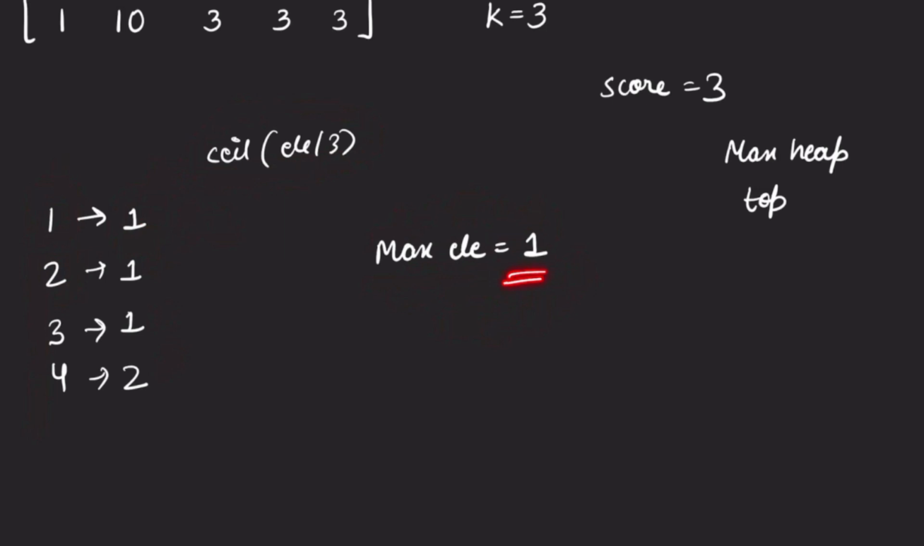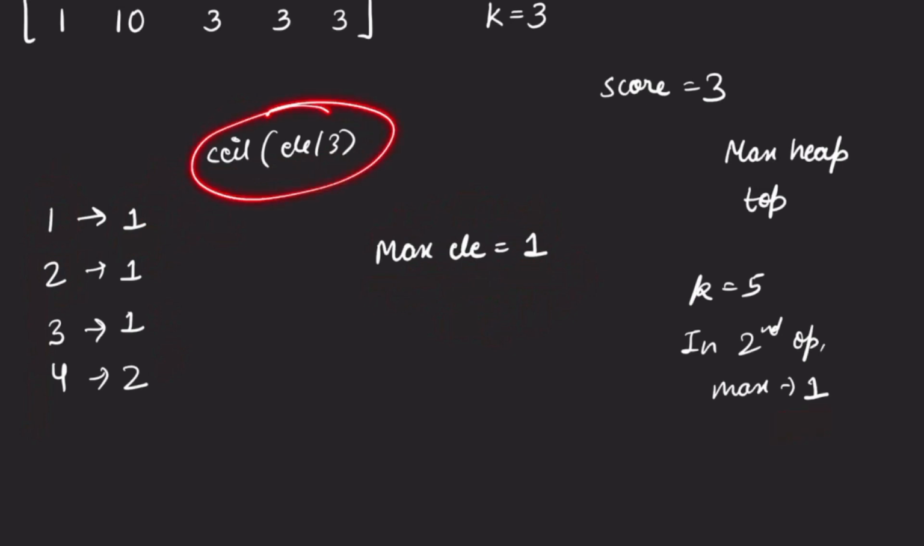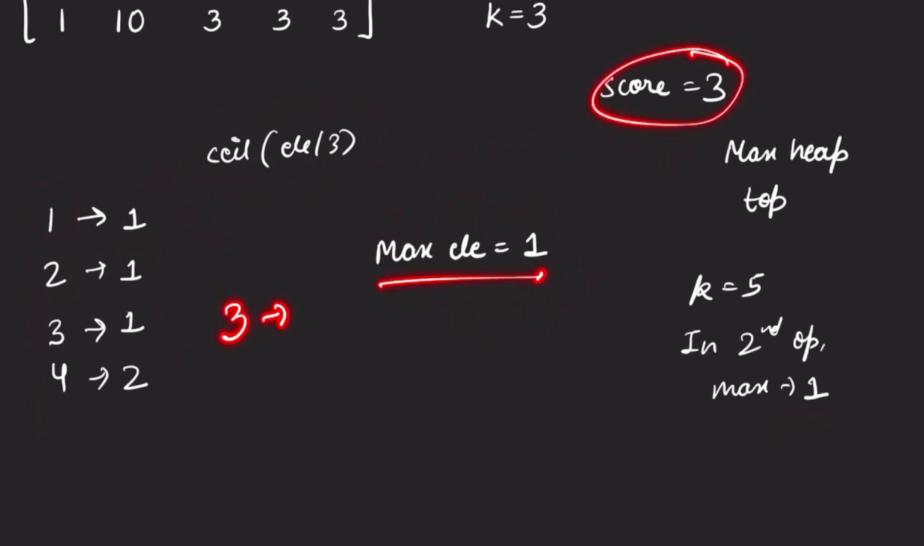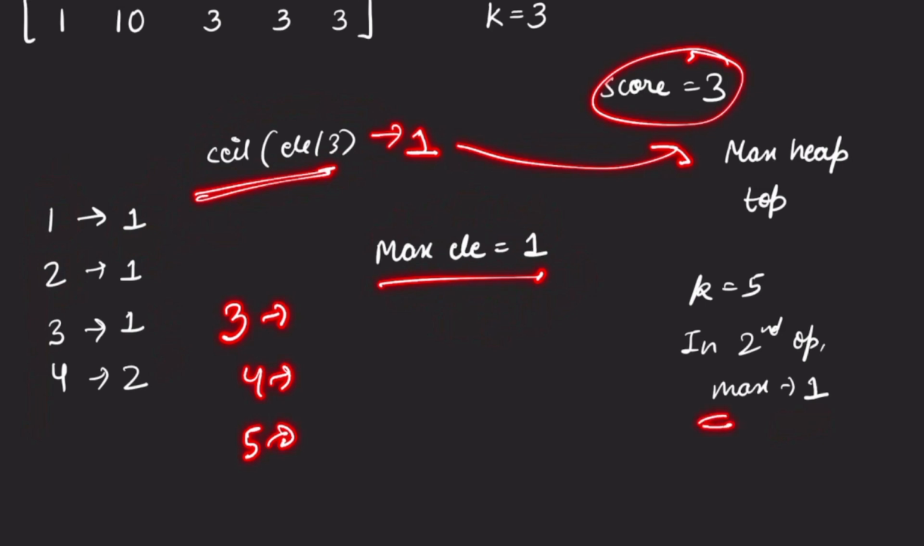Now, when the max element is 1, let's suppose your k is 5, and in the second operation, your max element became 1. Right. So now you will add this one to your score. You will apply this formula and you will get 1. Then you will again push it into the heap. Then in the third operation, the max element will again be 1. You will add it to your score, apply this formula, again get 1, and again push this in the max heap. Then in the fourth operation also, in the fifth operation also, you will be doing the same thing.